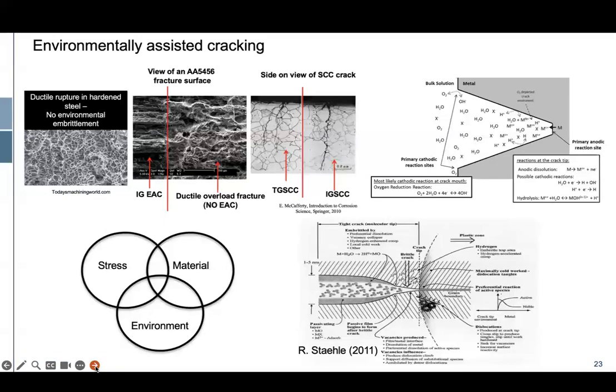Next, we will be talking about environmentally assisted cracking. That is an interaction due to stress and environment happening together on the material. This is a very famous Venn diagram. When there is an environment that is corrosive, and there is a material under stress, in this intersection you will have stress assisted failure mechanisms, or environmentally assisted cracking. You can have stress corrosion cracking, similar to localized corrosion. That's why it is placed right after the localized corrosion phenomenon.